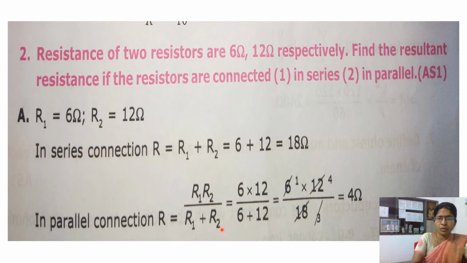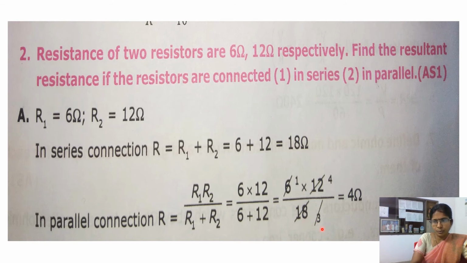Substitute the values of R1 and R2 in this equation. Then it is equal to 6 into 12 by 6 plus 12. So you can simplify: 6 12s are 72 by 6 plus 12, 18. So 18 1s are 18, 18 4s are 72, you can do, or else in the same way when you keep it as it is, then 6 into 12 by 18. So here 6 1s are 6, 3s are cancelled. 6 3s are 18 and you'll get 3 here.